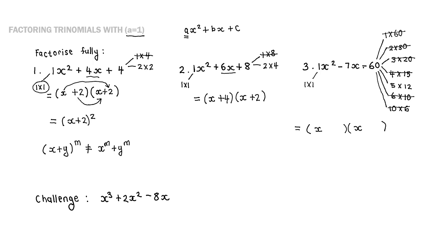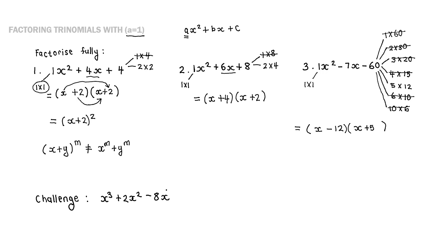Okay, so what we need is 5, and we need to subtract 12, in order to get to a minus 7x. So we're going to have x plus 5, so we're going to have plus 5x, and then we need a minus 12x, and that's going to give us a minus 7x. And we already know that 5 times 12 is 60. That is now this trinomial completely factorized.